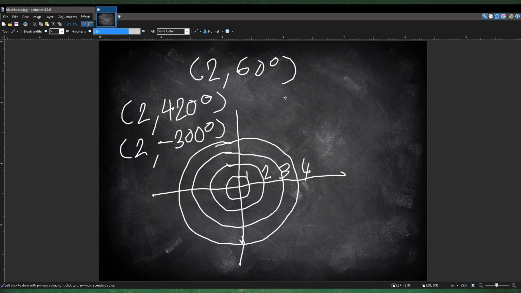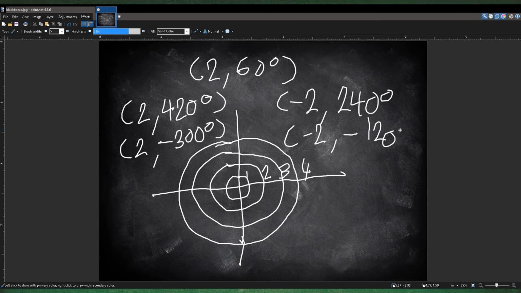Another way to do this is negative 2 comma 240 degrees, or negative 2 comma negative 120 degrees.